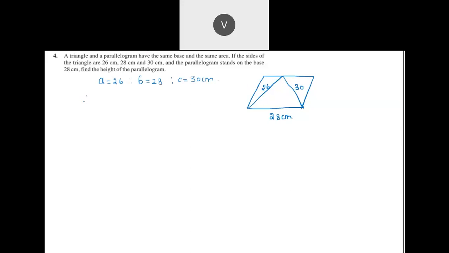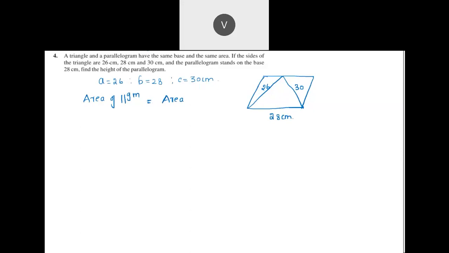So they have given the area of the parallelogram is equal to the area of the triangle. Ma'am, how will the area be the same? The proof for this is there in chapter 9. If a triangle and a parallelogram have a common base, then the area of the parallelogram will be equal to the area of the triangle. But chapter 9 is not there this year.